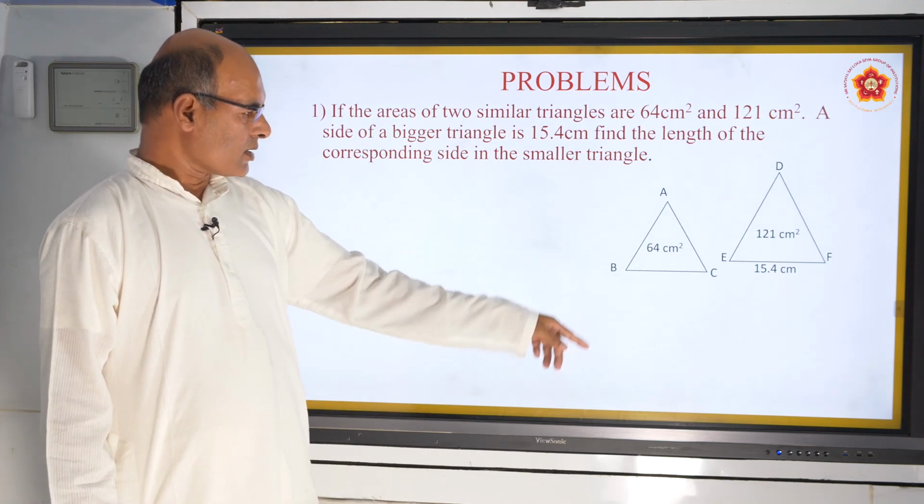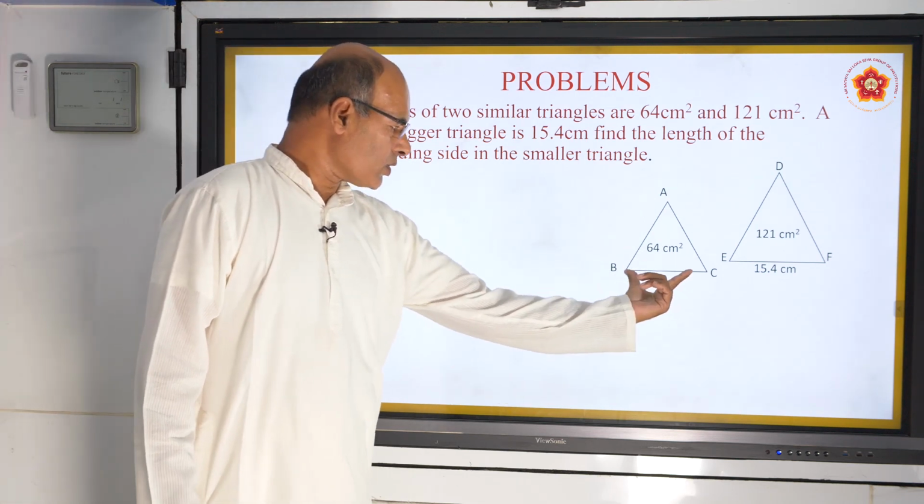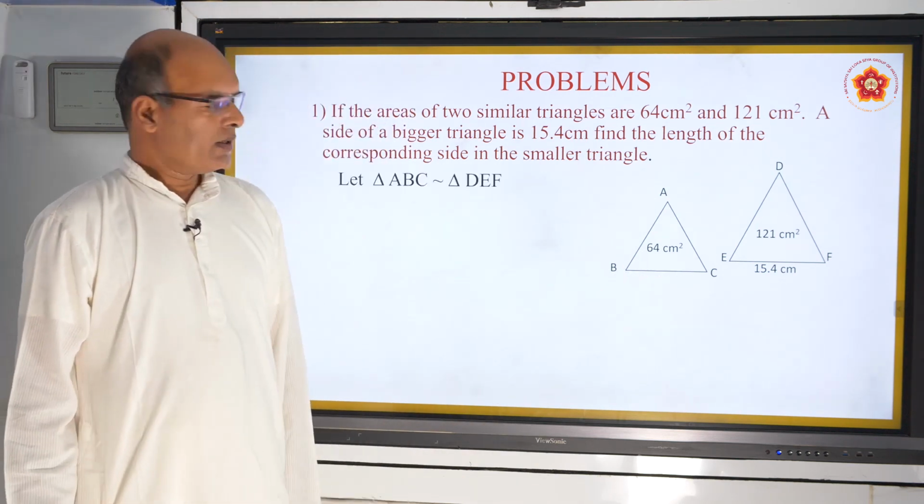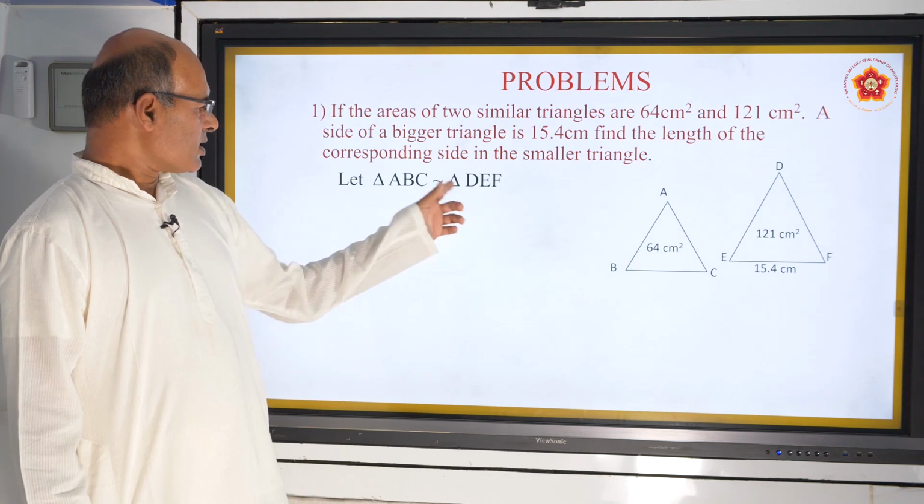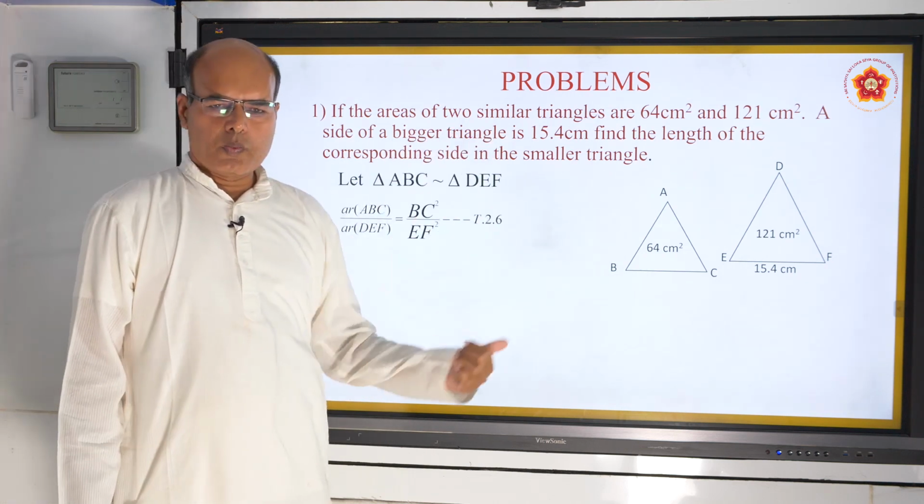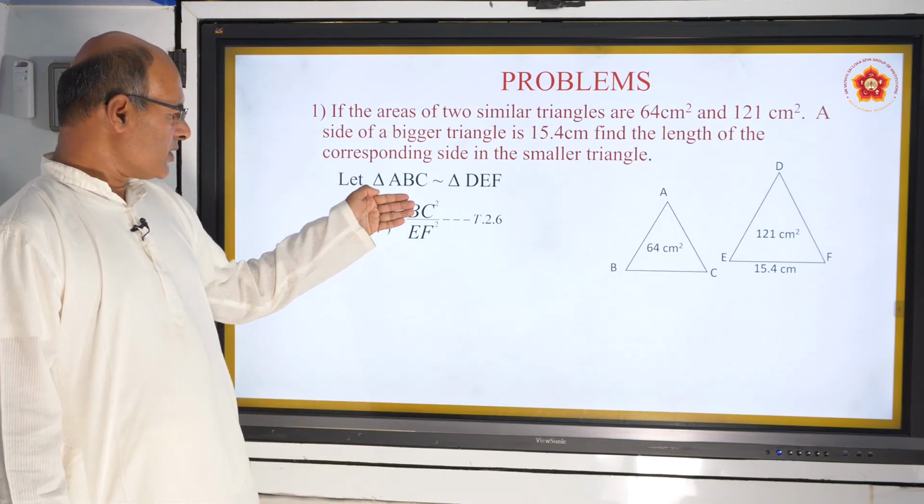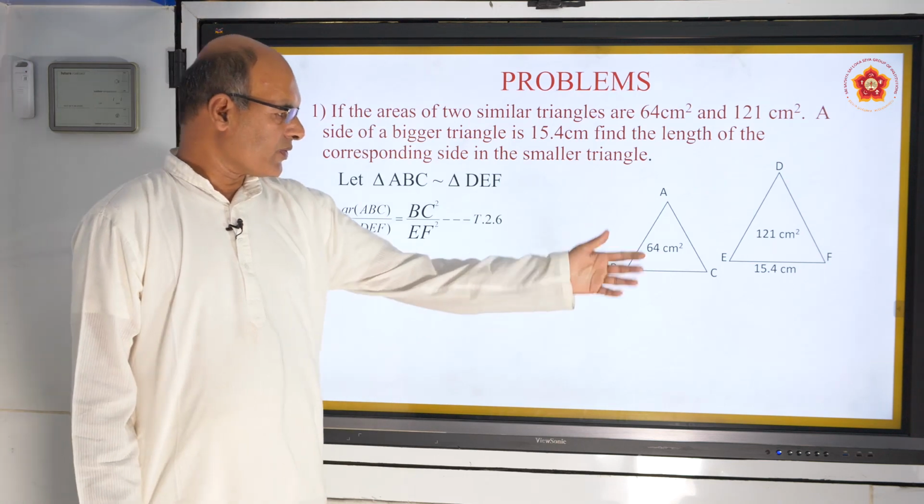So they are similar triangles. We have to find out the corresponding side in the smaller triangle. We have to find out BC. It is given that they are similar triangles. Therefore, according to theorem 2.6, just now proved, area of ABC by area of DEF is equal to BC square divided by EF square.